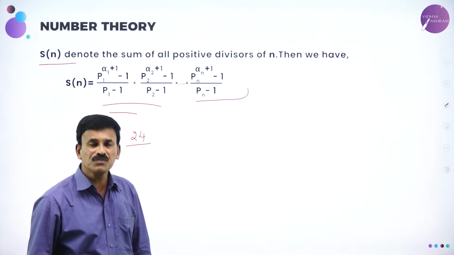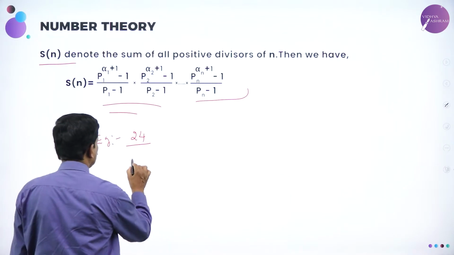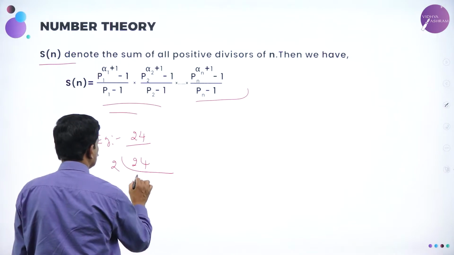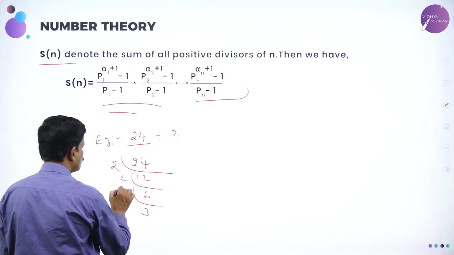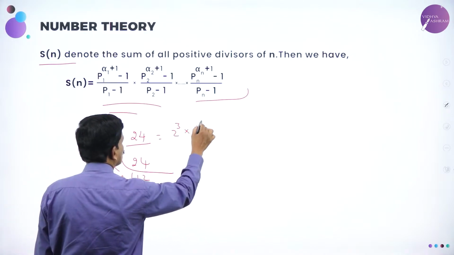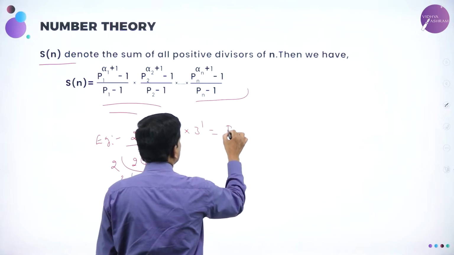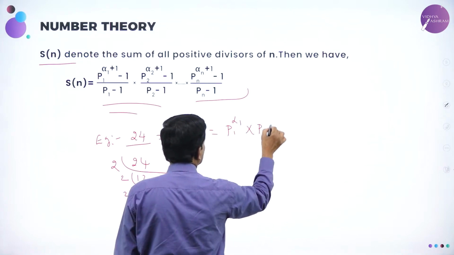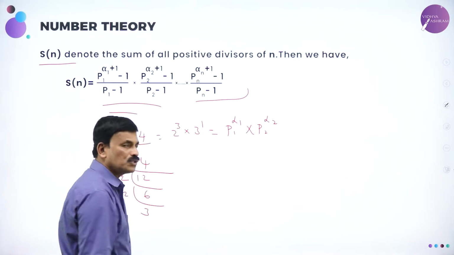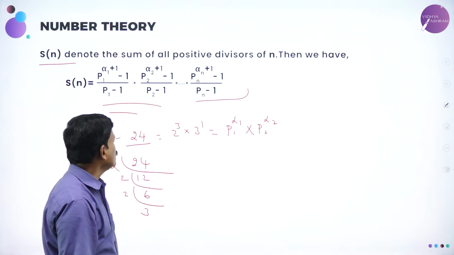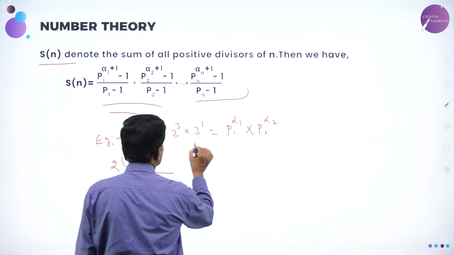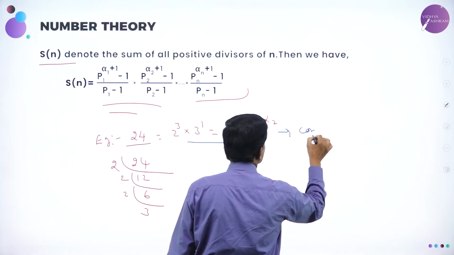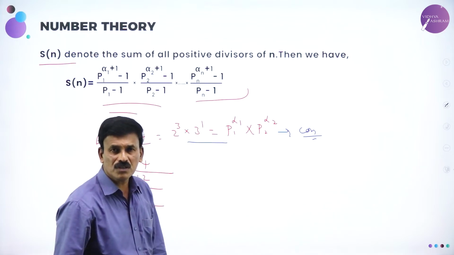Now let us represent this 24 in the canonical form first. So 24 can be factorized. Let us start with 2. 2 ones are 2, 2 twos are 4, 2 sixes are 12, so again 2 into 3. So 24 can be written as 2 cube into 3 to the power of 1. So this is nothing but P1 to the power of alpha 1 into P2 to the power of alpha 2. This type of representation is called the canonical representation of the given composite number.